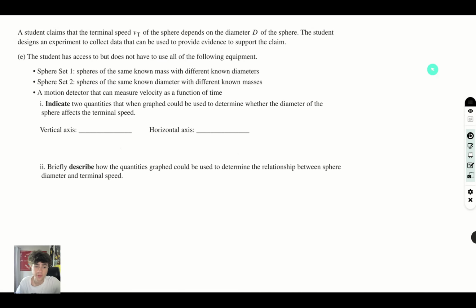Alright guys, here we have the final part of FRQ 2. So let's get right into it. Oh, sorry, let me read the first part. A student claims that the terminal speed vt of the sphere depends on the diameter d of the sphere. The student designs an experiment to collect data that can be used to provide evidence to support the claim. The student has access to, but does not have to use, all of the following equipment.